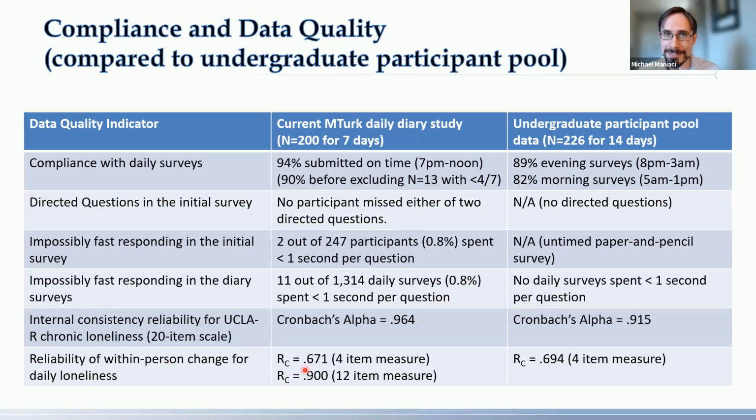So I won't go into the details here. I could share references if this is relevant to you. But this is a measure of reliability for detecting within-person change for, in this case, daily loneliness. In our undergraduate sample, we had a 4-item measure of loneliness. In the MTurk sample, we included more items. But if you compare just the same 4 items, they're pretty close in terms of their within-person reliability. And the 12-item measure had much better reliability.